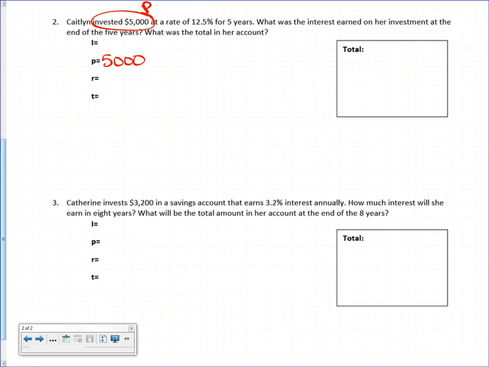At a rate of 12.5%. So that's R. And then again, turn that into a decimal. So move that decimal back 2 places to the left. You get 0.125. That's what you're going to use for R. And this time our time is 5 years. So T is going to be 5. So again, write your formula. Every time you're going to write out your formula.